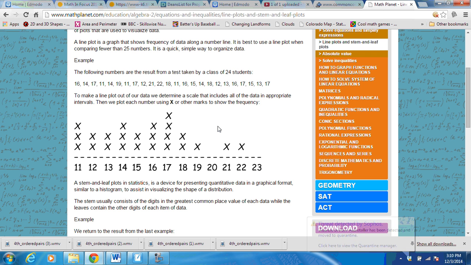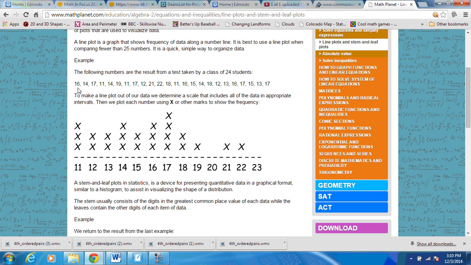So they give you an example here. It says the following numbers are the result from a test taken by a class of 24 students. So they just give you the scores, and here are the scores listed in just a random order. To make a line plot out of our data, we determine a scale that includes all of the data in appropriate intervals. Then we plot each number using X or other marks to show the frequency of something.